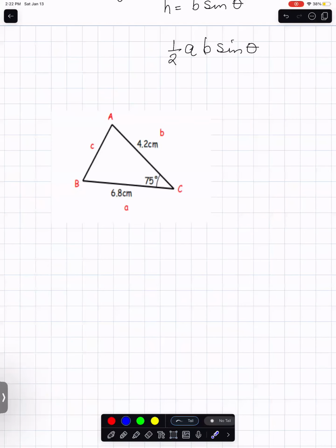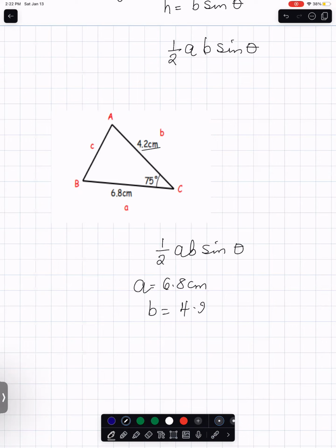So using the formula gotten, we are going to use it to calculate the area of this triangle. So we have half into a b sine theta. Our a is 6.8 cm, and the b is 4.2 cm. The angle given is 75 degrees. So apply 1/2 into 6.8 multiplied by 4.2 sine 75 degrees.